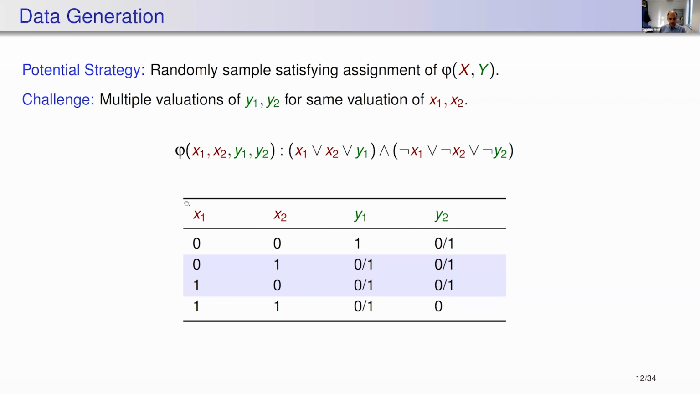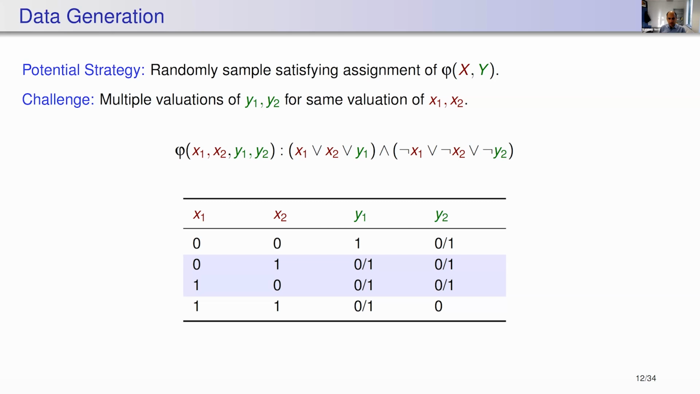So here is what the truth table of phi looks like. For assignments of X, when X1 and X2 are 0, 0, Y1 must be 1. I hope you are able to see that when both are 0, then Y1 must be 1. But Y2 can be 0 or 1. Similarly, when X1 and X2 are 1, 1, Y2 must be 0, but Y1 can be either 0 or 1.